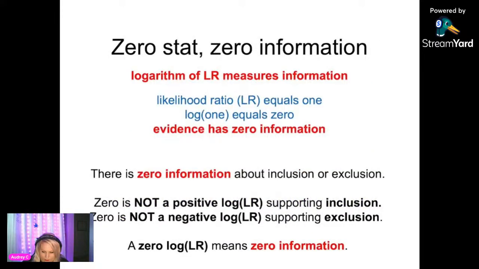A zero match statistic implies zero information. The standard additive measure of information in science is the logarithm of the likelihood ratio. The logarithm of the LR measures information. When that likelihood ratio equals 1, then the logarithm of the number 1 equals 0. The log LR is 0, and the evidence has 0 information. So there is 0 information about inclusion or exclusion.